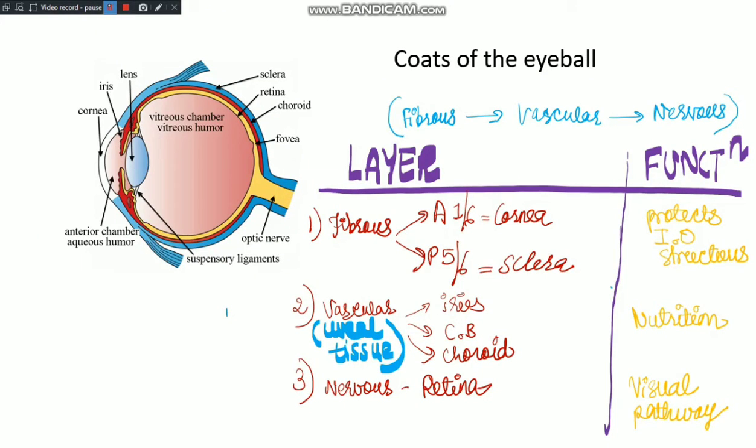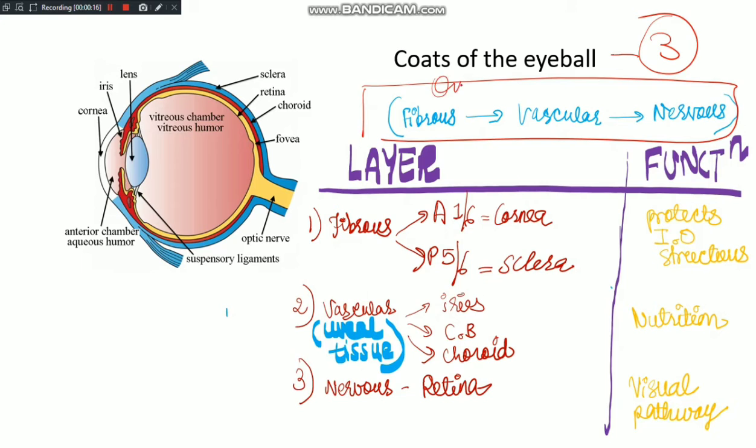Everyone. So continuing with the last session of the eyeball, we'll move on further with the coats of the eyeball. The eyeball is composed of three main coats or layers. Which are these layers? From outer to inner, the first one is the fibrous layer.